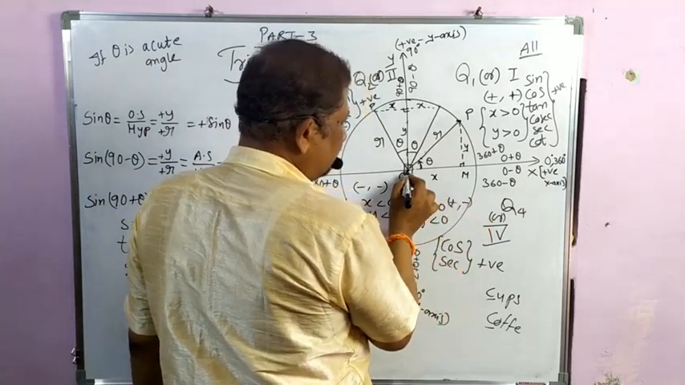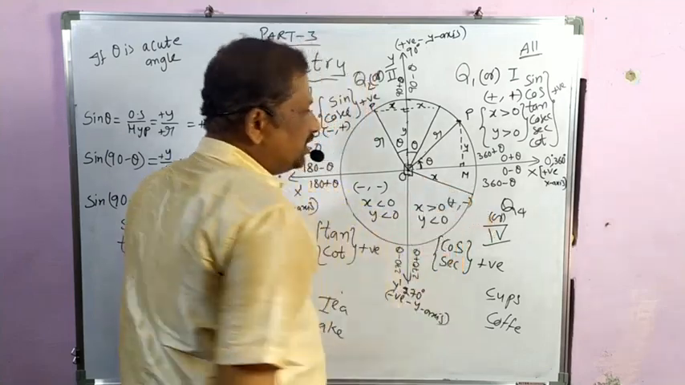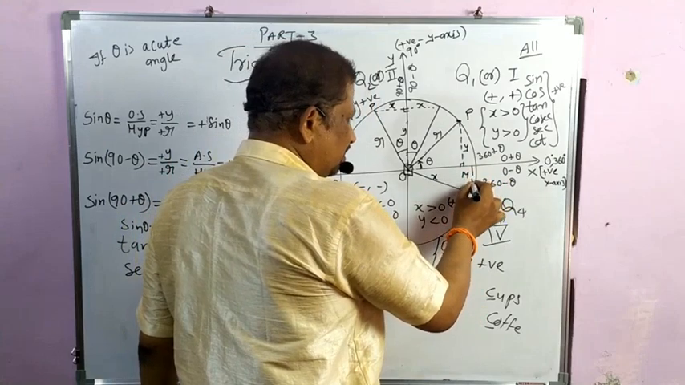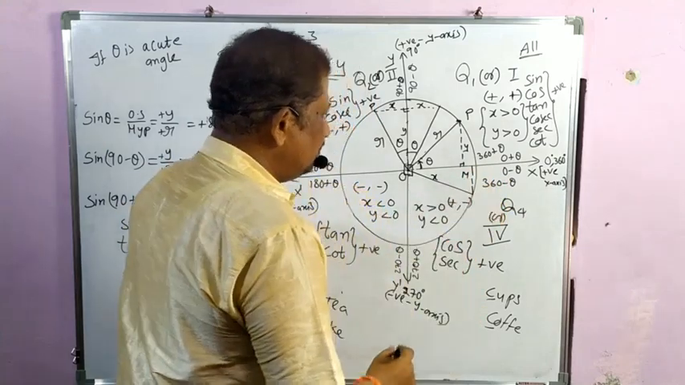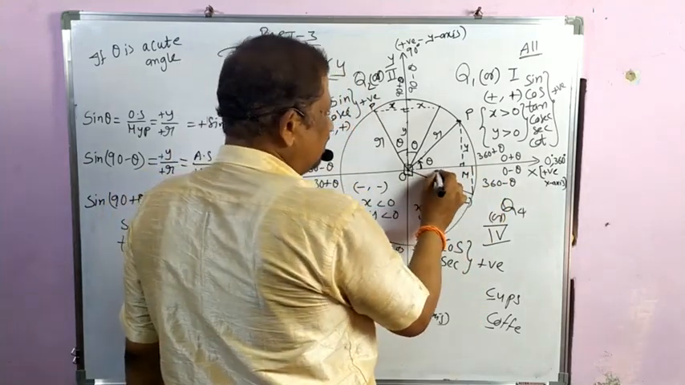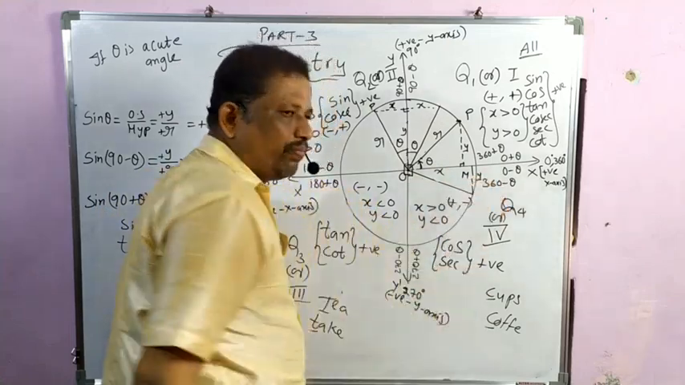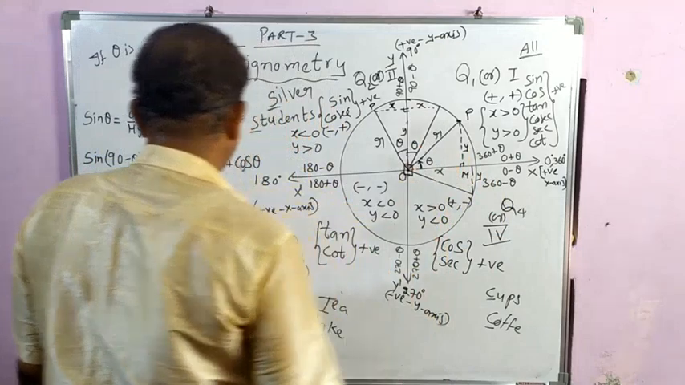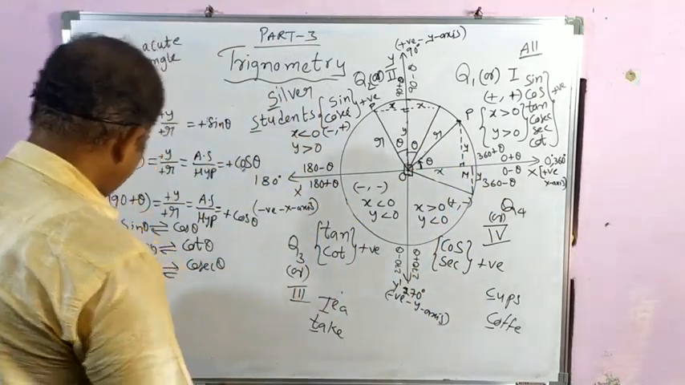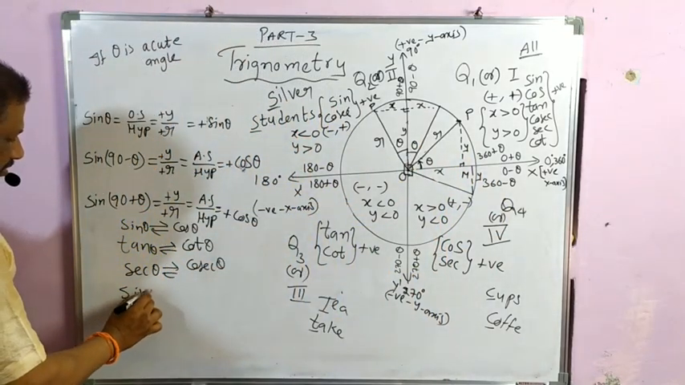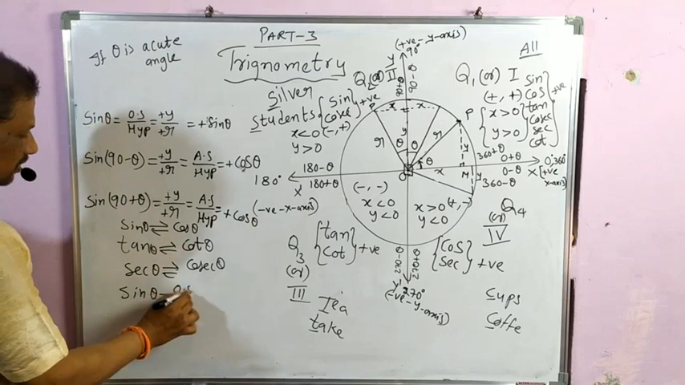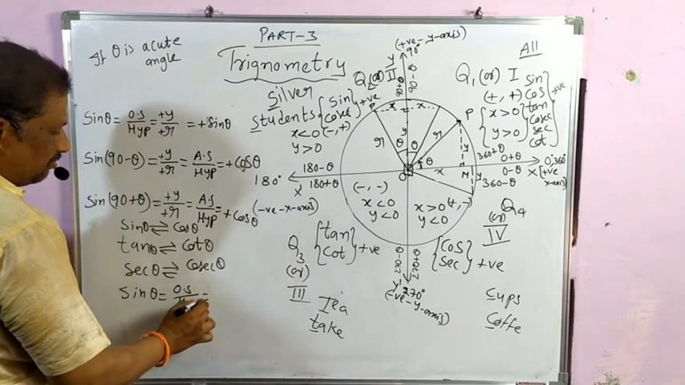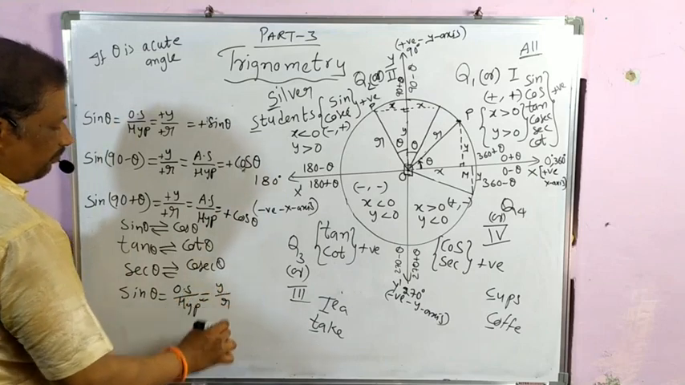On the x-axis, 360 minus theta or 0 minus theta falls in the fourth quadrant. So this is the adjacent side, and this is y. Sin theta, if you take, means y by r. Sin theta is equal to opposite side by hypotenuse. Here the opposite side is y by r.